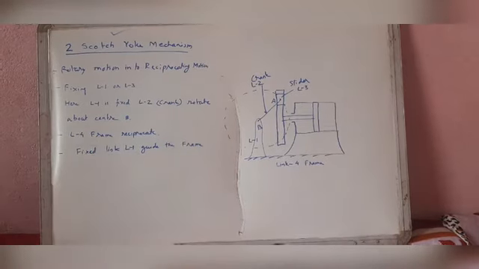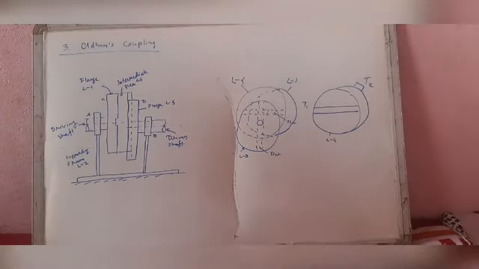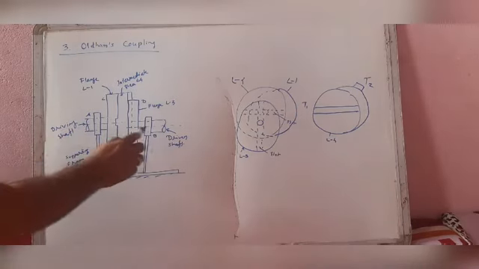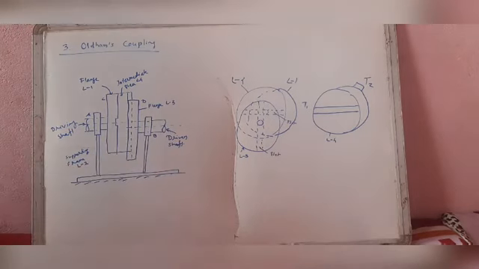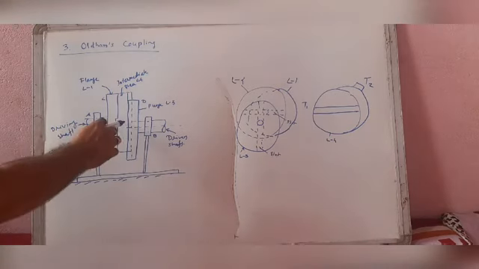Then next is Oldham's coupling, and Oldham's coupling is used for connecting two parallel shafts. One shaft is the driving shaft and the second is the driven shaft. They are parallel to each other. The axes are parallel at a small distance apart. They have some distance between their axes.